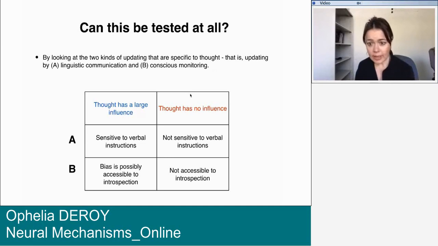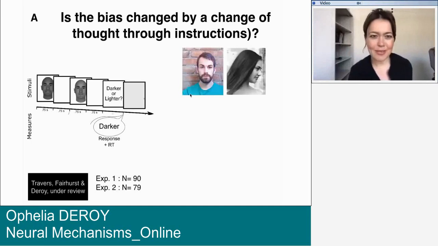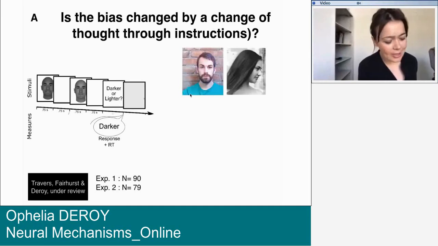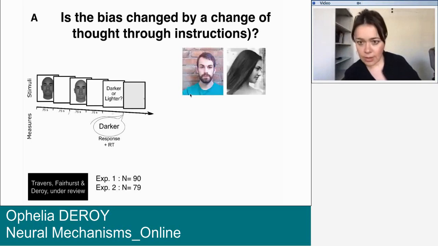In a similar way, if you ask participants to actually consciously monitor their perceptual decisions, their perceptual judgments, and I will tell you more about how it's done, then you should actually see whether thought has a good influence on the effect or not. I'm aware that I'm running a bit close to time limit, so I will go fast from now. So these are the two manipulations that we conducted in conjunction with two scientists, Owen Travers and Murray Fairhurst.